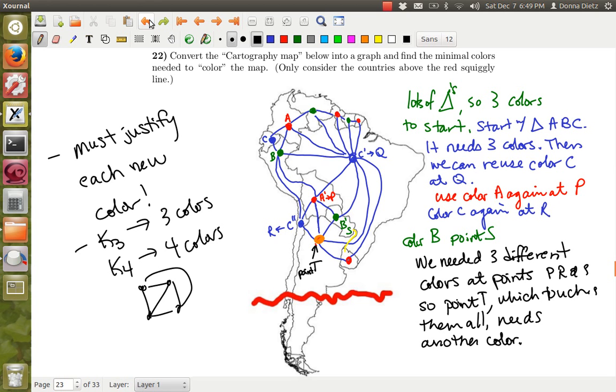Okay, so yeah, all right. Just be careful. Justify each new color, and if you can find shortcuts, take them. But the shortcuts are, if you have a triangle or K4, you can start with that many colors.